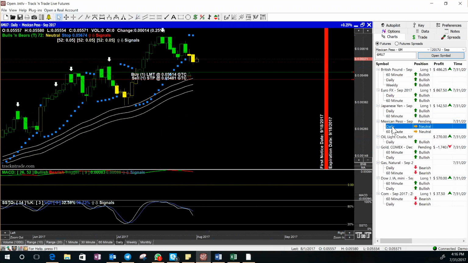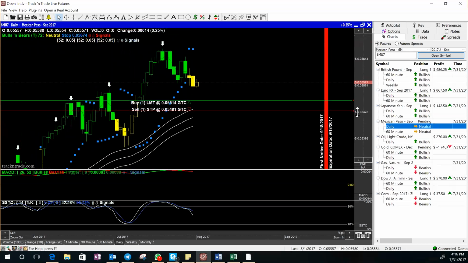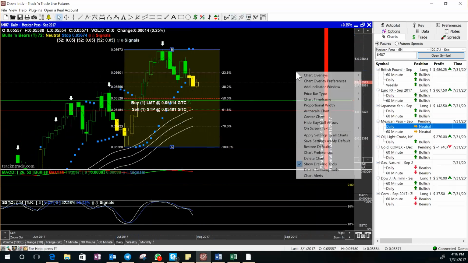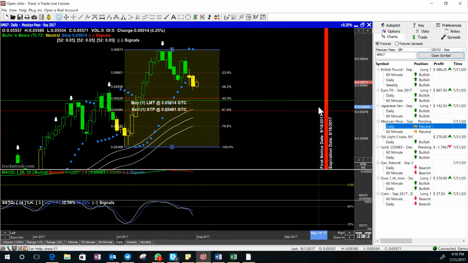The peso, I've got an order on the peso, which is kind of interesting. I did a Fibonacci. It doesn't look like the trade's going to work out. Let me go over here and put proportional width so it'll show up a little bit better. I did a Fibonacci when the market was coming down this morning. It dropped, and I thought it would come down here and hit this 50. So I had an order to buy that. I'm going to change that a little bit, and we'll bring it right up above the 50 here.